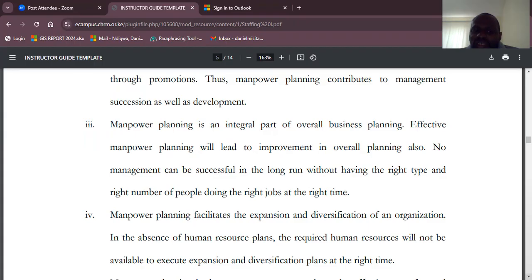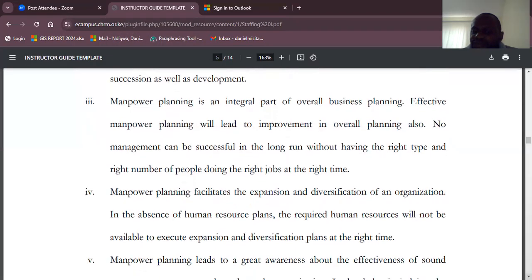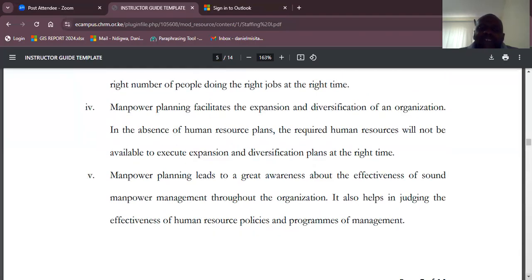And because they want the manpower now, they will always reach out to you, and they can also give you that opportunity if you never got an opportunity in another place. So manpower planning facilitates the expansion and diversification of the organization. Remember, we talked about an organization where the organization wants to grow or to diversify or to expand their business.